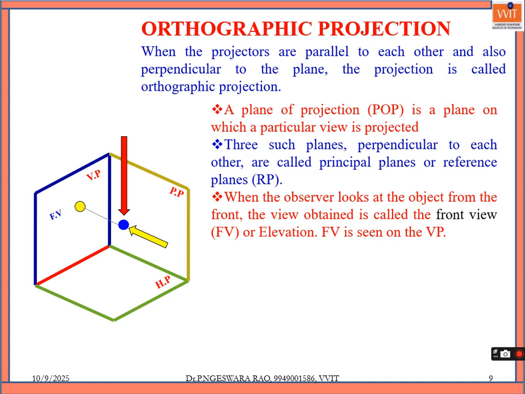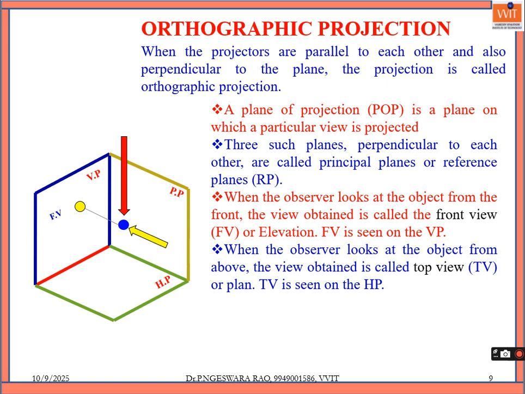When you send the light rays from the top, or when you view the object from the top, we get the image on the horizontal plane. So the image on the horizontal plane is what we call the top view. The top view is also called the plan view. So till now we discussed the front view, and next the top view.